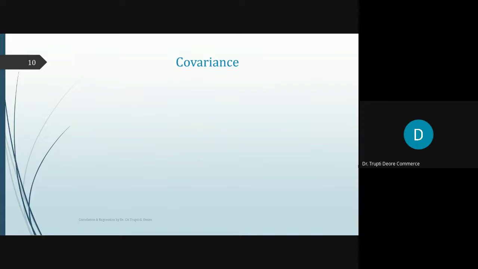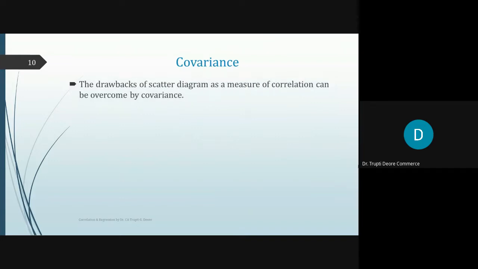Now the next part is covariance. So what do you mean by covariance? Covariance overcomes the drawbacks of the scatter diagram as a measure of correlation. Remember this line, because they may ask you what is covariance, or they may give you a fill in the blanks: the drawbacks of scatter diagram as a measure of correlation can be overcome by dash dash. So it is overcome by covariance.